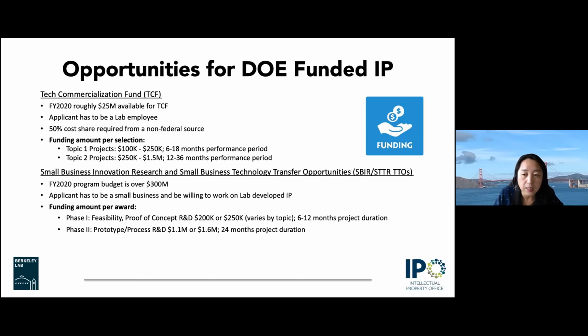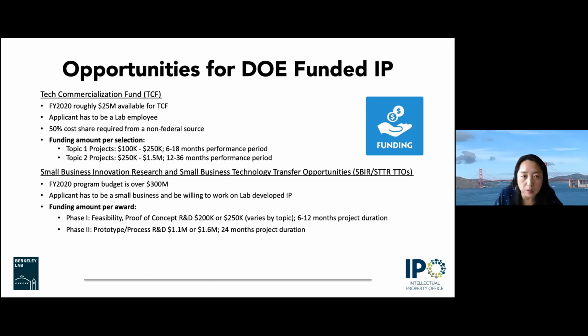Next opportunity is called SBIR, STTR, Tech Transfer Opportunities. Now the overall SBIR and STTR program budget for this fiscal year is over $300 million. The Tech Transfer Opportunity (TTO) program budget comes out of this overall budget. Now, you have to have formed a small business in order to apply for this grant. And as an applicant, you need to be willing to work on lab developed technologies.